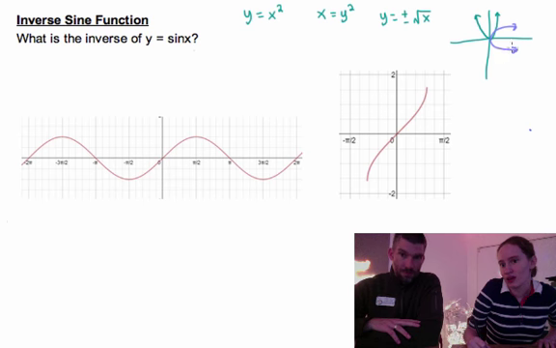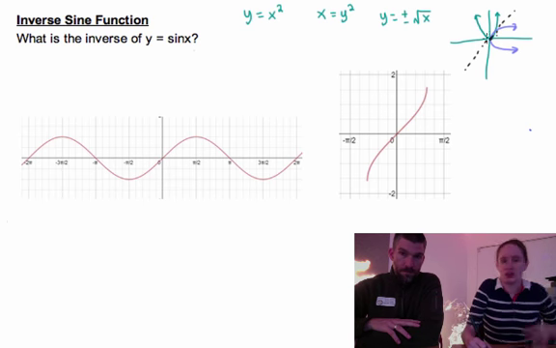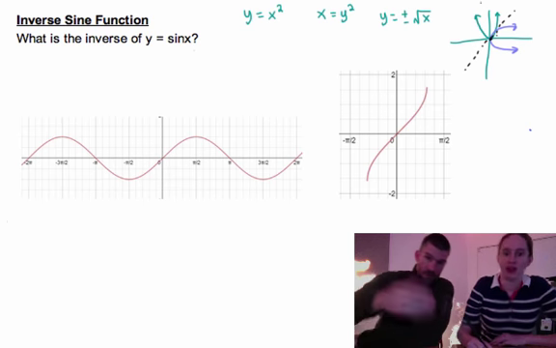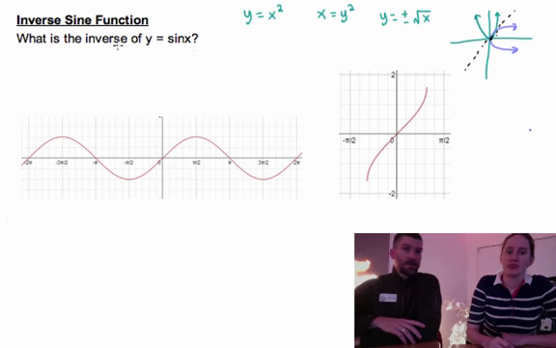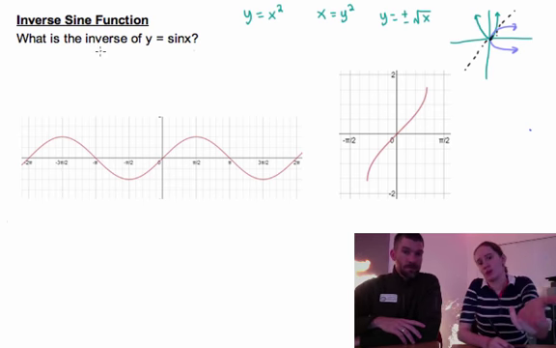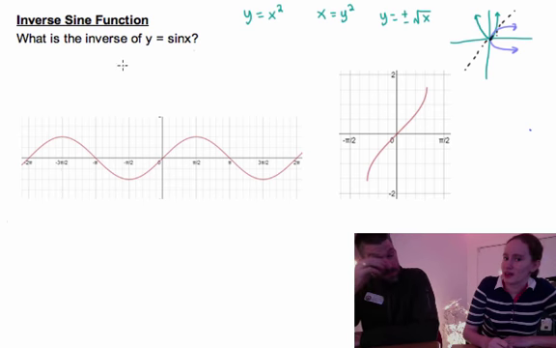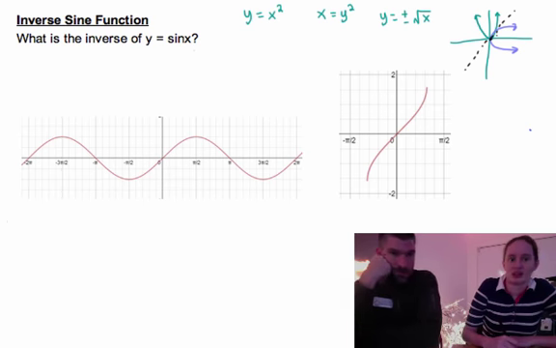Right, tipped over. And so all of our inverses are going to have symmetry across the line y equals x, which you can see there, even though it's not a perfect drawing. There's a strong representation. So whenever we want to find the inverse of y equals sine x, we're going to switch the x and the y.